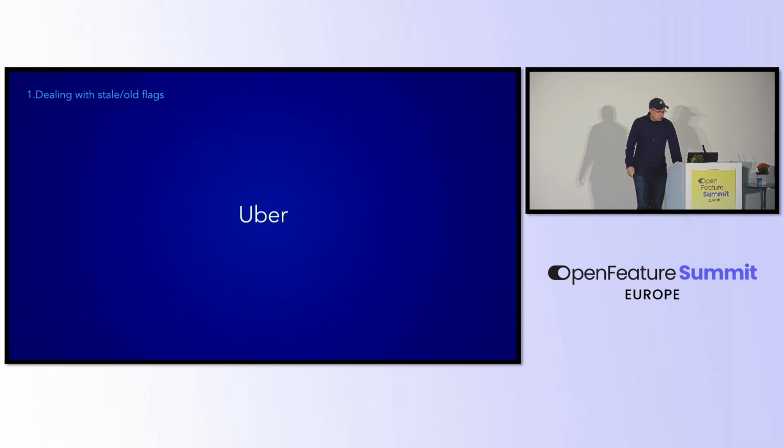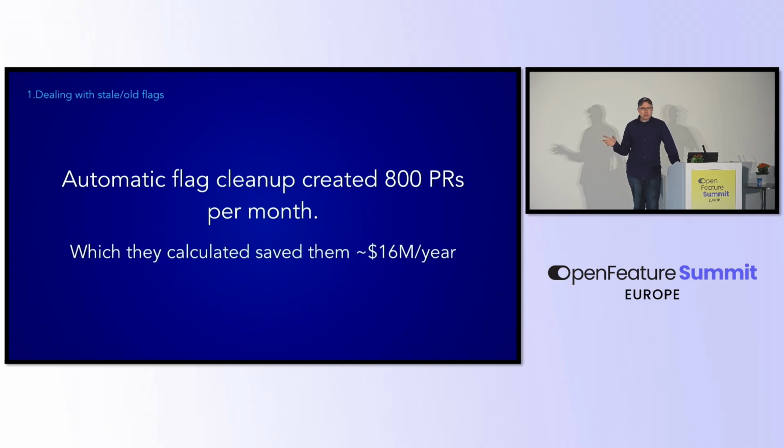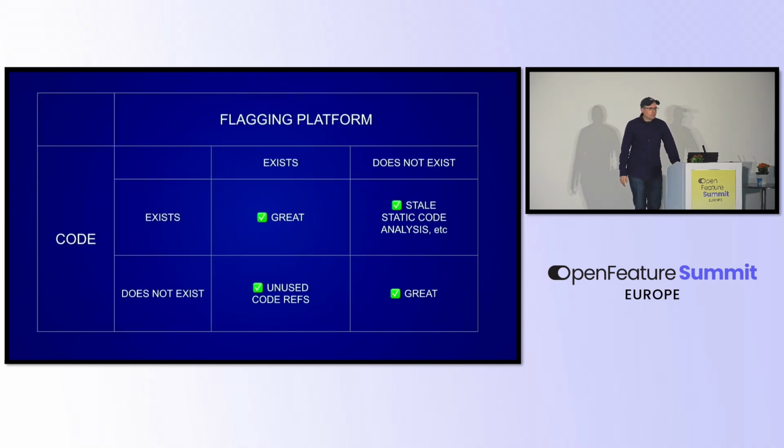Cool. So just a quick look at the scale of the problem. Uber published some of the numbers around their use of Piranha. They found that they created about 800 PRs per month at Uber's scale. They calculate this saves them about $16 million a year. I don't know how they do that math, but it's probably not quite that. But it's a lot. Yeah, very expensive engineers.